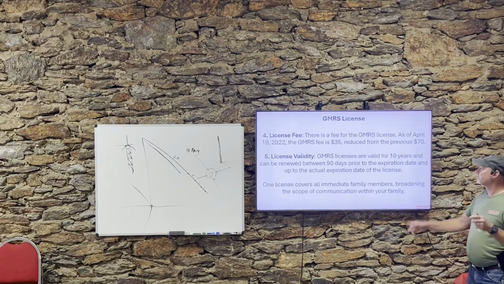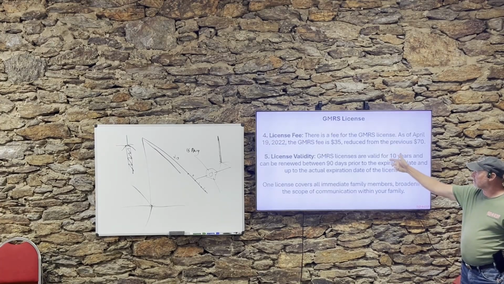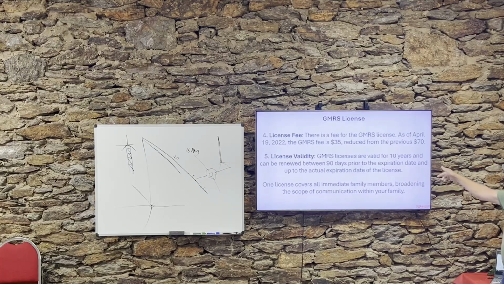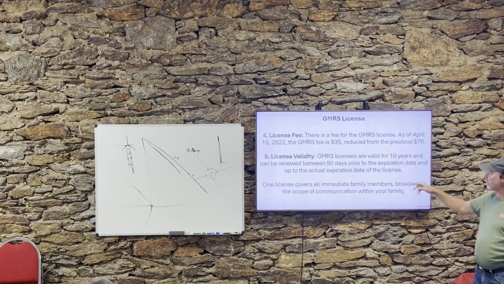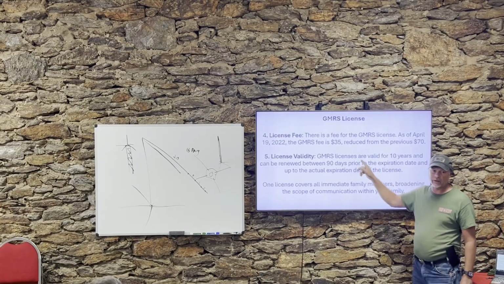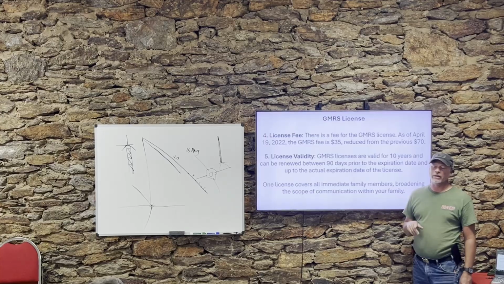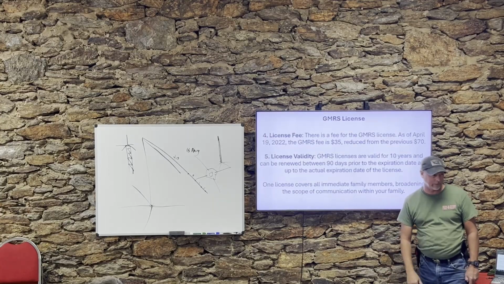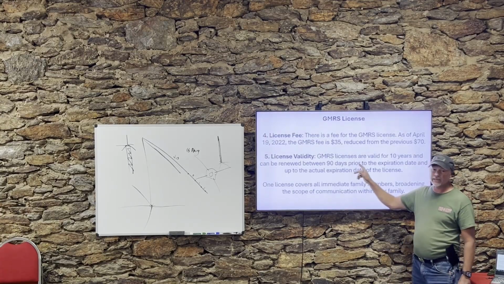Now, it's $35 to get your license. It's valid for 10 years, and you can renew within 90 days prior to it expiring. That's one of the big differences between ham radio and GMRS. With ham radio, you've got up to 2 years after it expires. Here, you've got 90 days before.